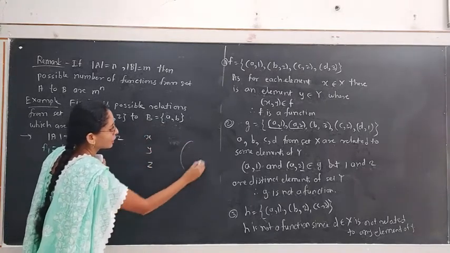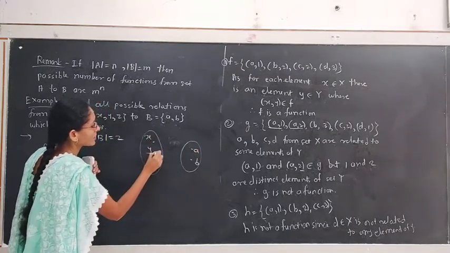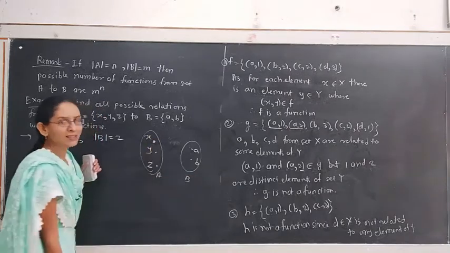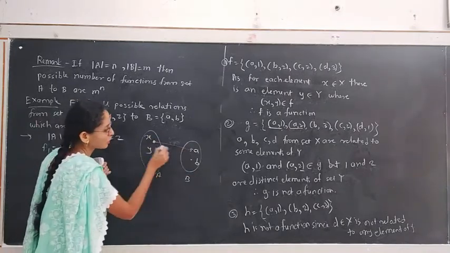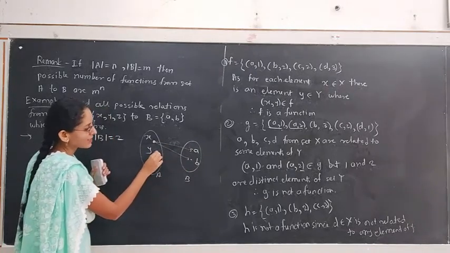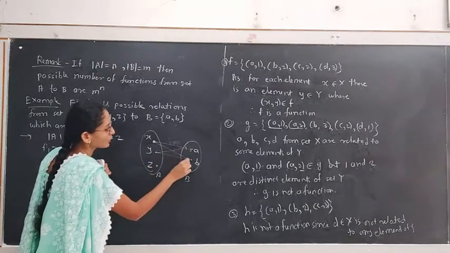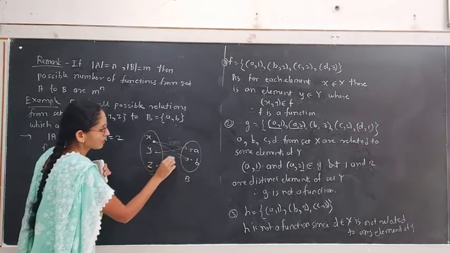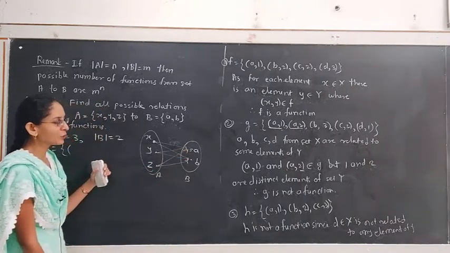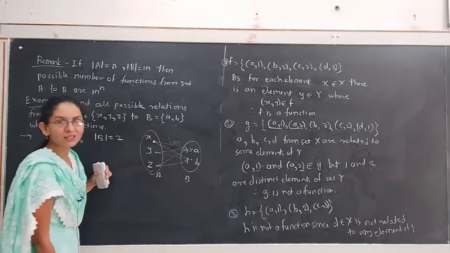Here there are 2 elements, which are a and b. These are the 3 elements of the set A. This is set B. The element x has 2 choices: either x is related to a, or x is related to b. Then again, y has 2 choices: y is related to a or y is related to b. z also has 2 choices: z related to a, and in another case z related to b. Hence we have 2 into 2 into 2.